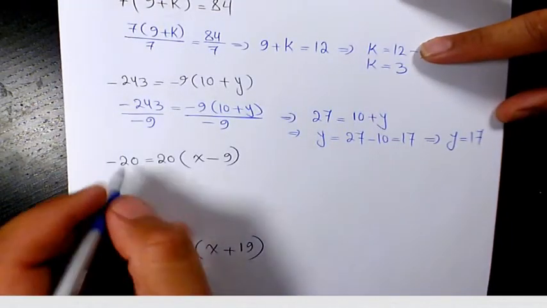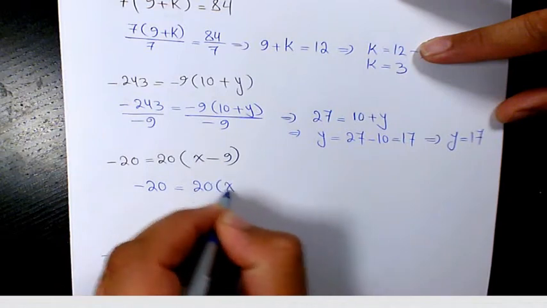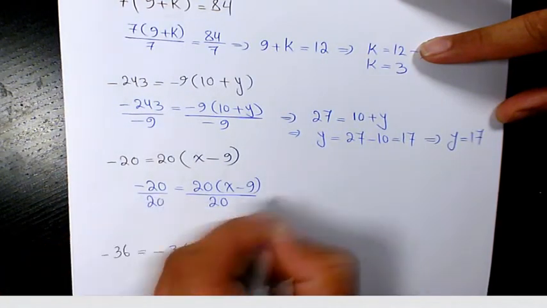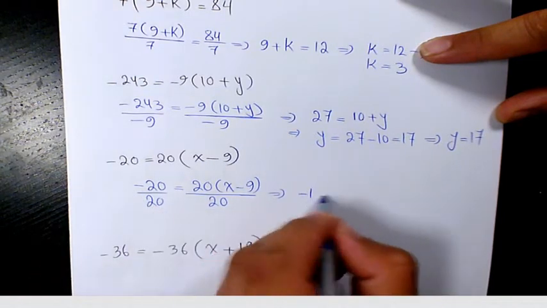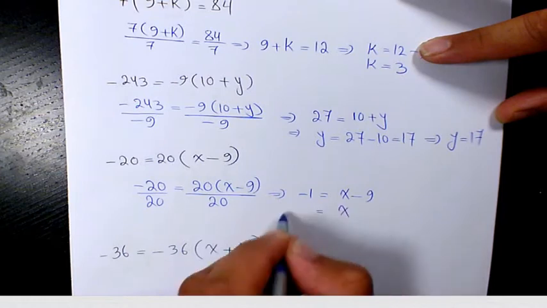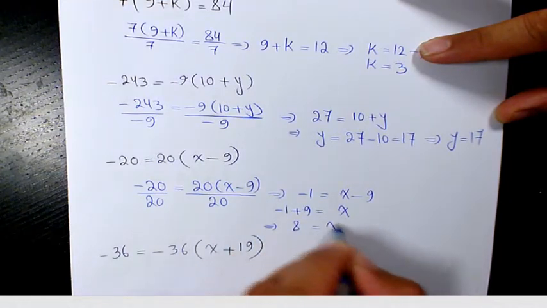Next one. Negative 20 equals 20 times x minus 9. I need to divide both sides by 20. Negative 20 divided by 20 is negative 1, and 20 divided by 20 is 1. So x minus 9. So we have x equals negative 1 plus 9. So we have 8 equals x. So x equals 8.